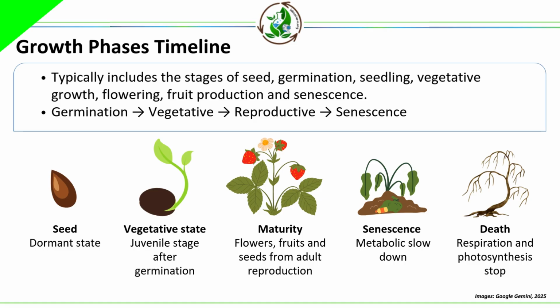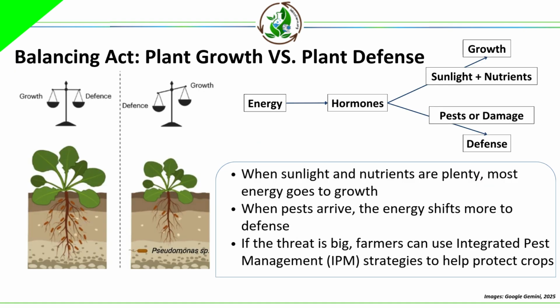Each stage has different energy demands and vulnerabilities. For example, seedlings are highly sensitive to pests, while flowering plants might be more focused on attracting pollinators. Recognizing these phases helps farmers and gardeners time interventions like irrigation, fertilization, or pest control when they'll have the biggest positive impact. Plants are constantly balancing growth and defense.